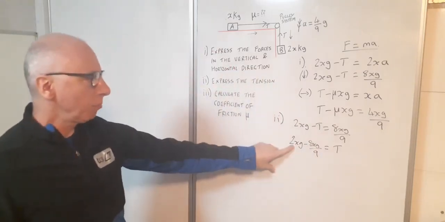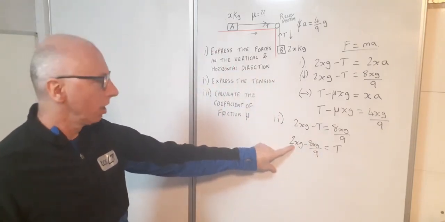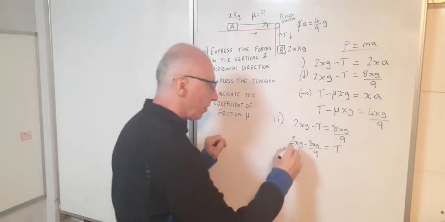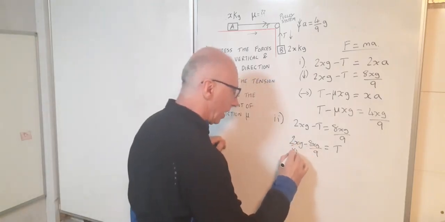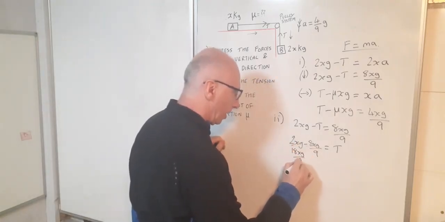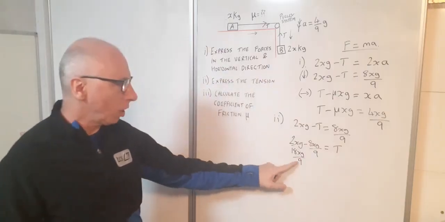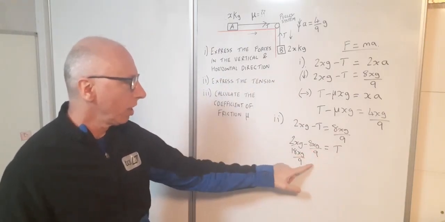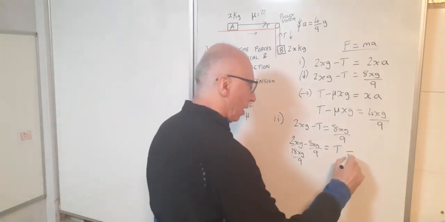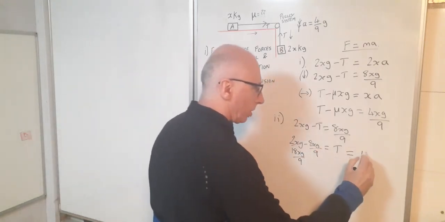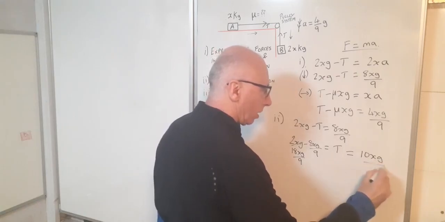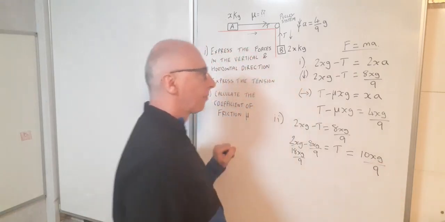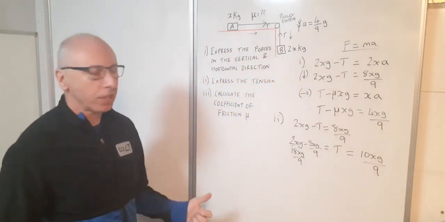So this would then be 18xg over 9. So that'd be the equivalent of that. So if I change that to 18xg over 9, I've now got a common denominator, and I can just do 18xg minus 8xg equals tension. So therefore that will give us, our tension will be 18 minus 8, which is 10xg over 9. Okay, so that's the tension.